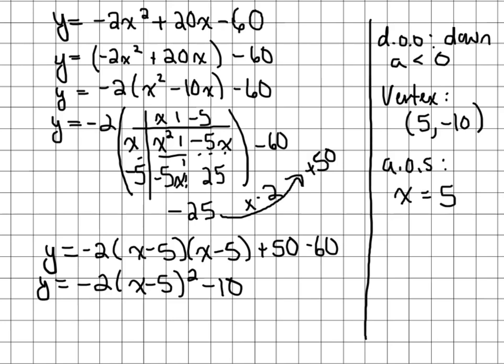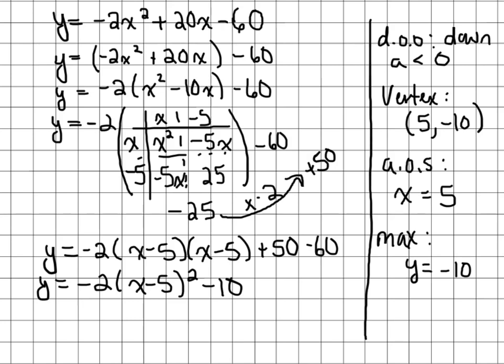We can also get our maximum or minimum. In this case, because it opens down, our vertex will be the highest point, so that's a maximum. Our maximum is y equals -10. I must have made a mistake here. No, I didn't. Sorry, I was just thinking there. So our maximum value is -10.